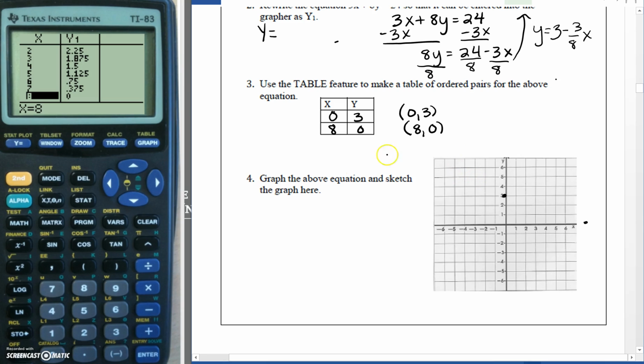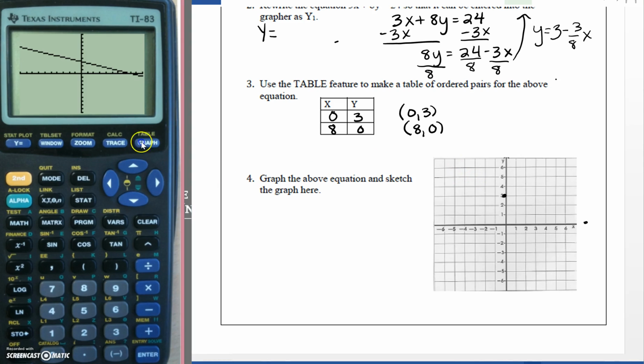Okay, and then we know this is a straight line, but we can look at the graph and say, okay, we're going to connect these 2 points with a straight line. They go on forever. And that is one way that we can use our calculator to make the table and then to plot points and make our graph.